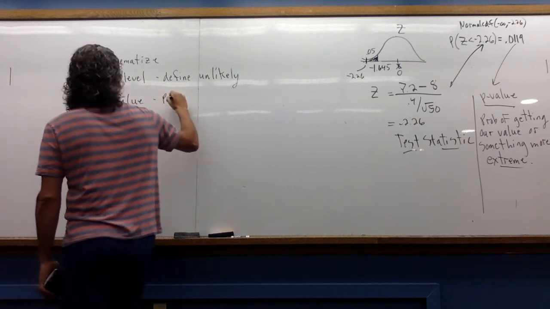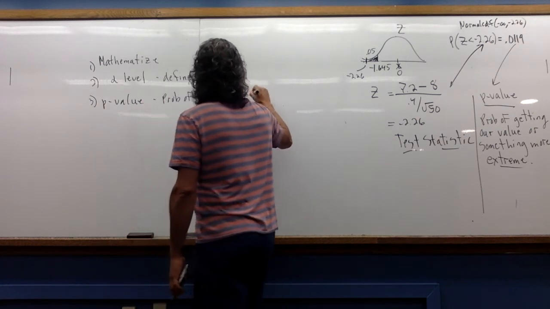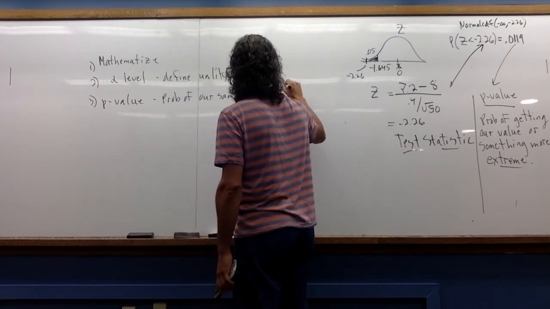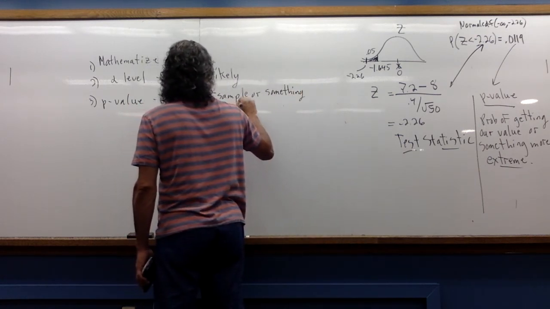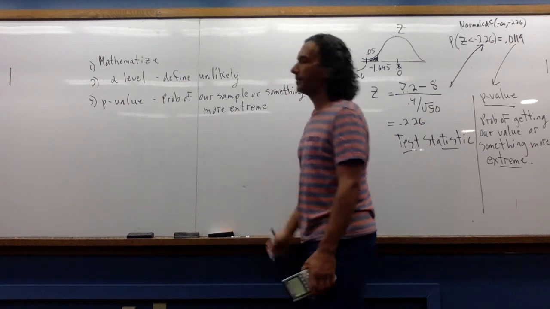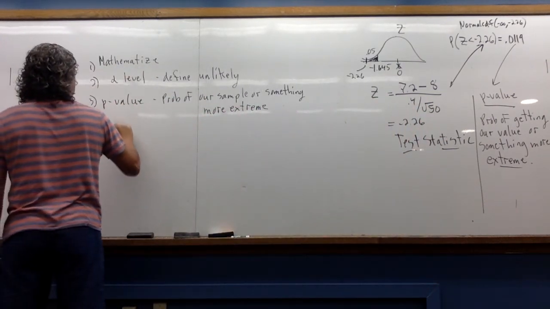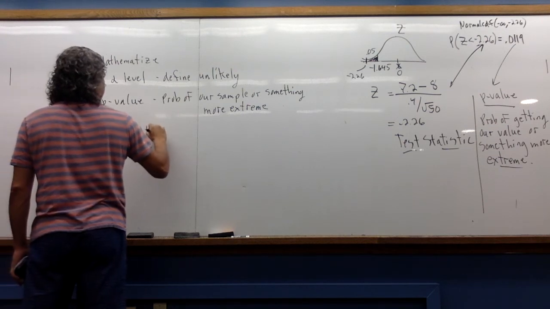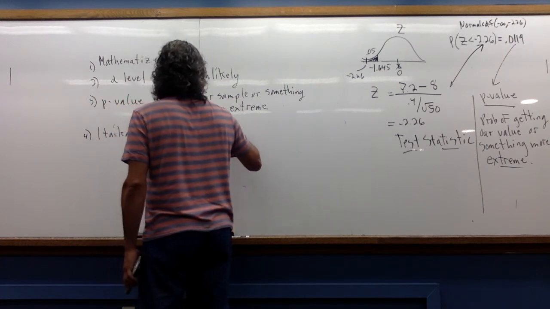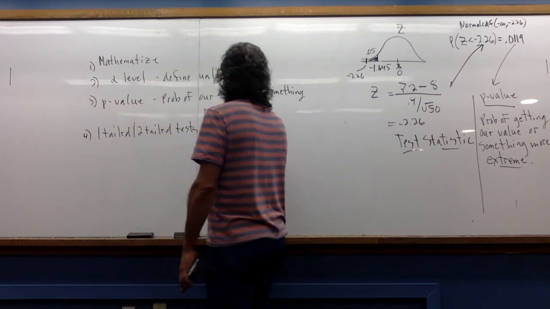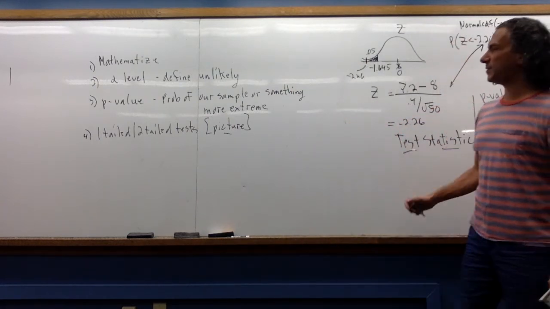This is the probability of our sample, or something more extreme. We talked about the idea of one-tailed and two-tailed tests. And hopefully you realize that to work through these problems, a picture is super, super helpful. I would never do any of these without drawing a picture.